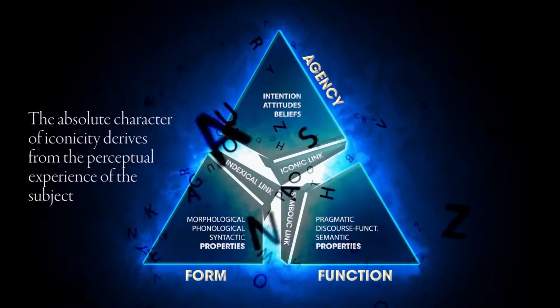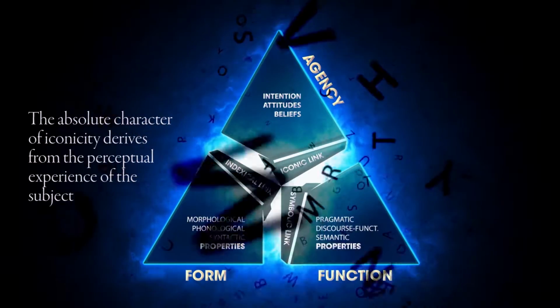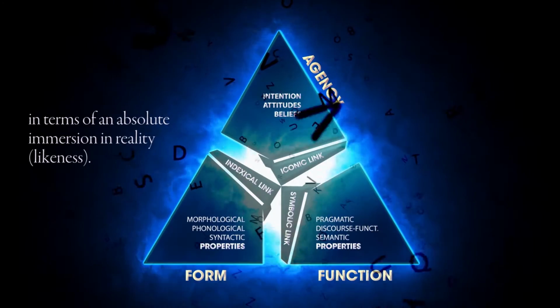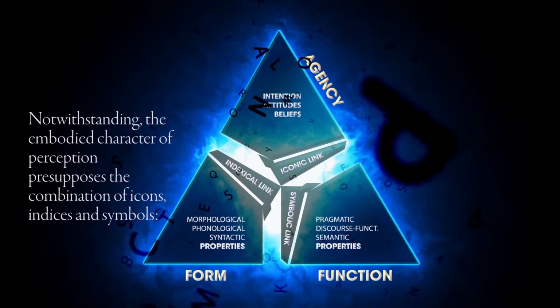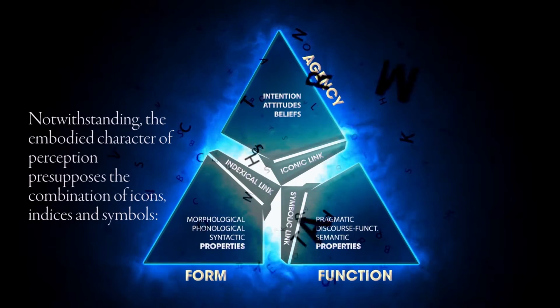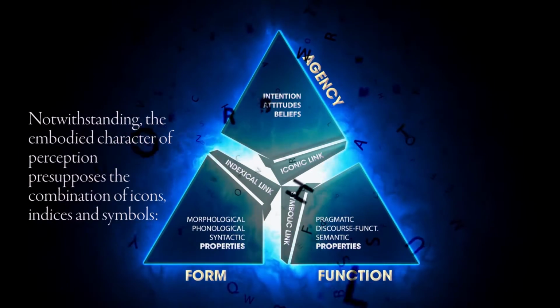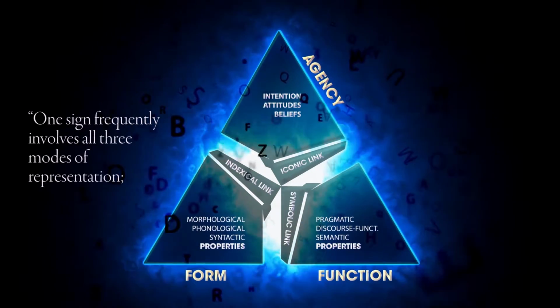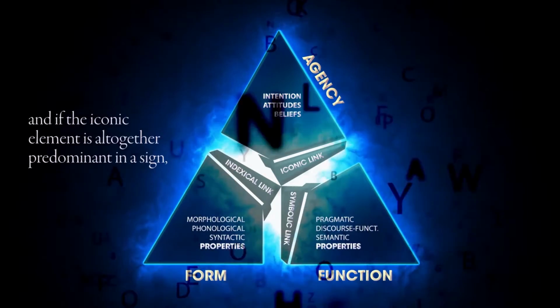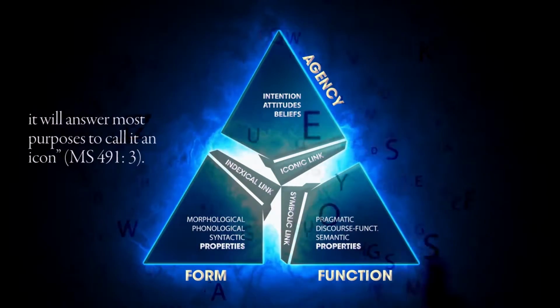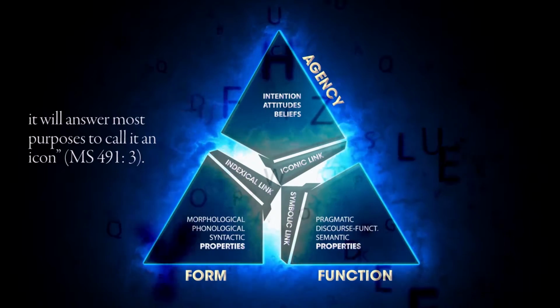The absolute character of iconicity derives from the perceptual experience of the subject in terms of an absolute immersion in reality, likeness. Notwithstanding, the embodied character of perception presupposes the combination of icons, indices, and symbols. One sign frequently involves all three modes of representation, and if the iconic element is altogether predominant in a sign, it would answer most purposes to call it an icon.